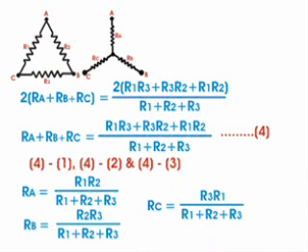Now if we subtract equations 1, 2 and 3 from equation 4, we will have respectively RA equals R1 into R2 divided by R1 plus R2 plus R3, RB equals R2 into R3 divided by R1 plus R2 plus R3, and RC equals R3 into R1 divided by R1 plus R2 plus R3. This is resistance of each arm of the star in terms of each resistance of that delta.